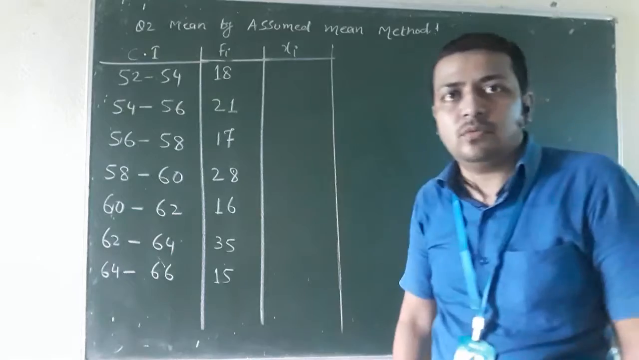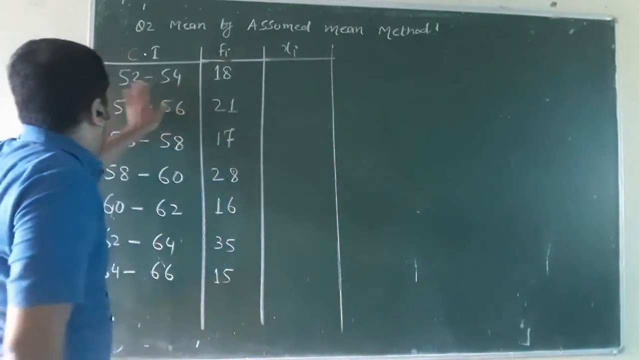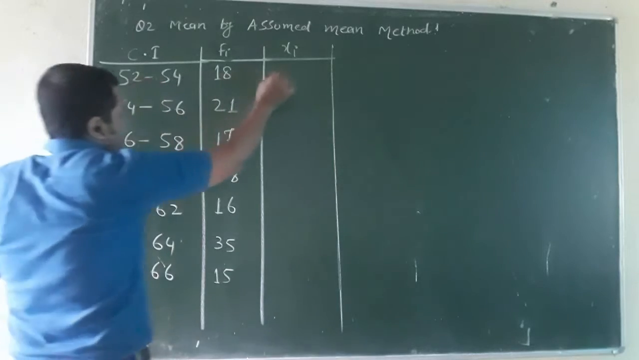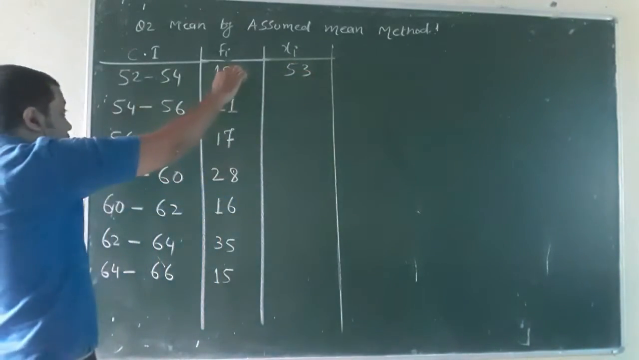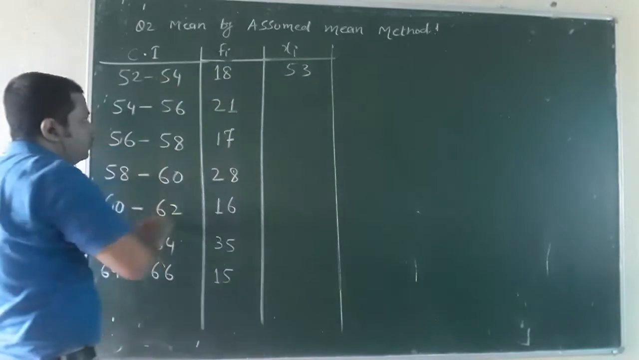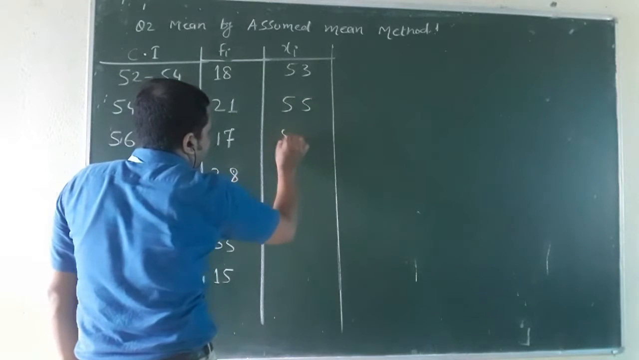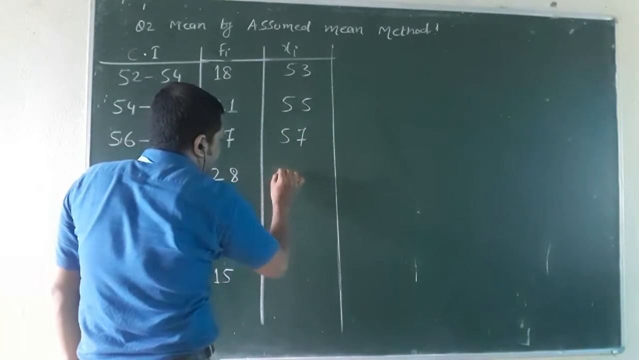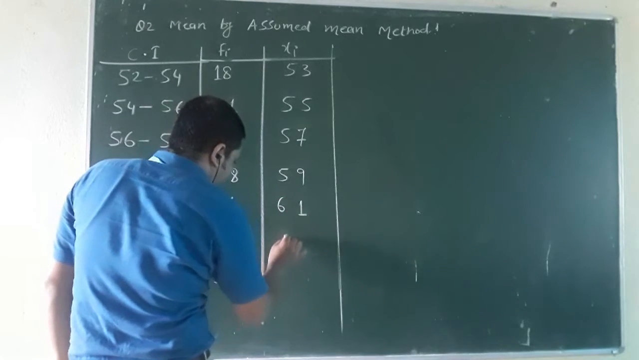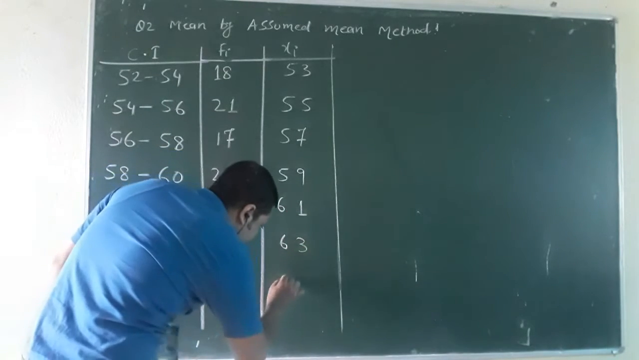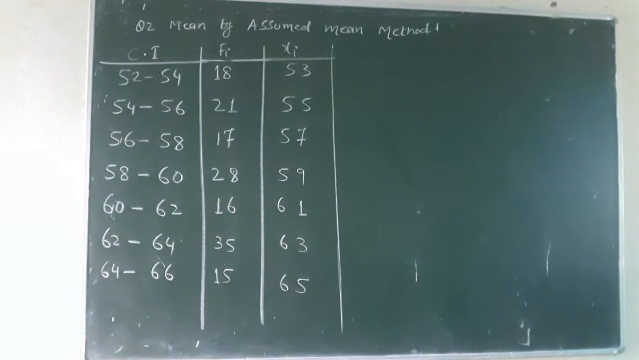First of all, you have to find the xi, the class mark of each interval. Here the midpoint of this one, the middle number, will be 53. Now the gap is 2, so add 2 here: 55, 57, 59, 61, 63, now 65. This is the xi term.